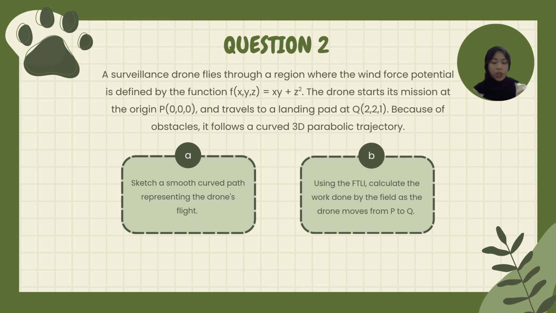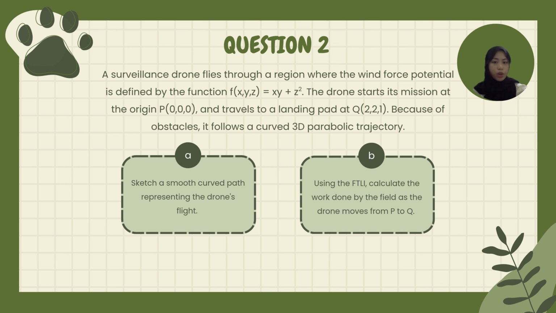The mission has two specific waypoints. It begins at the origin, which we label as point P, with coordinates (0,0,0), and it ends at the designated landing pad labeled Q, with coordinates (2,2,1). Now, because there are obstacles in the way, the drone cannot fly in a straight line.